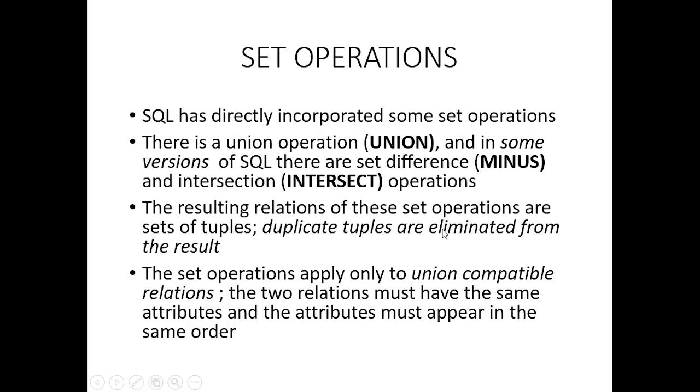The set operations apply only to union compatible relations. So when we apply a set operation, that can be done only on union compatible relations. What is meant by union compatible relations? We are performing some set operation on two relations. Then these two relations must have the same attributes, and the attributes must appear in the same order. Only then do the union or the set operations make sense.